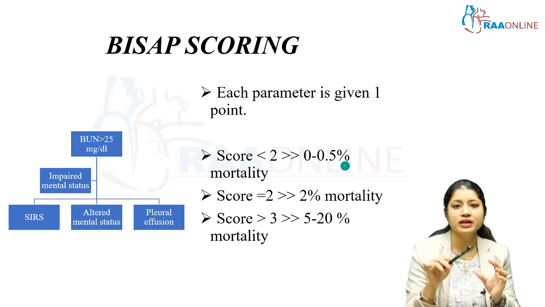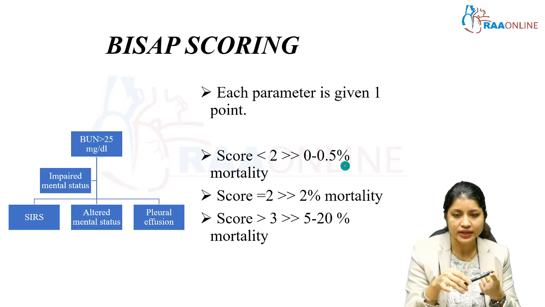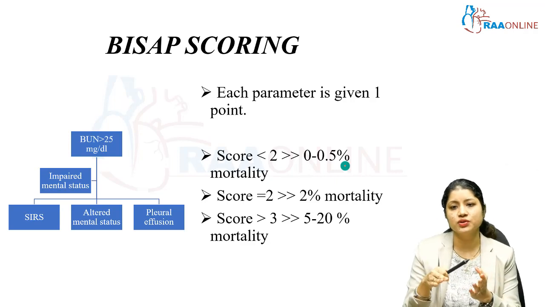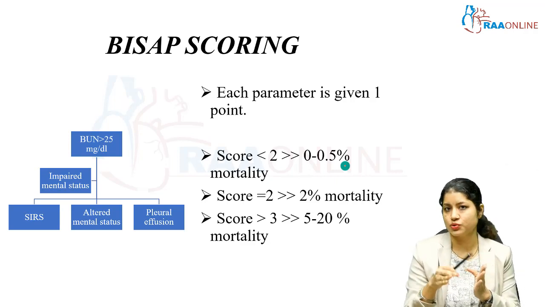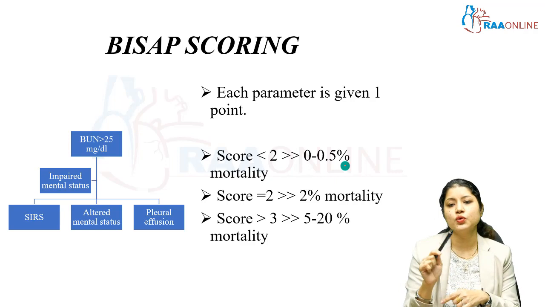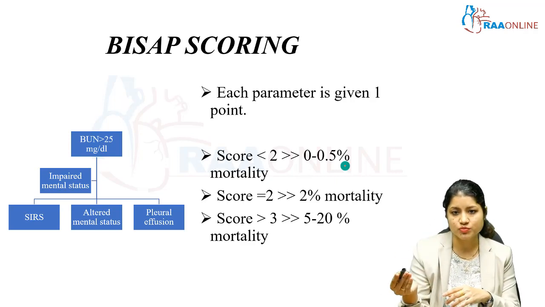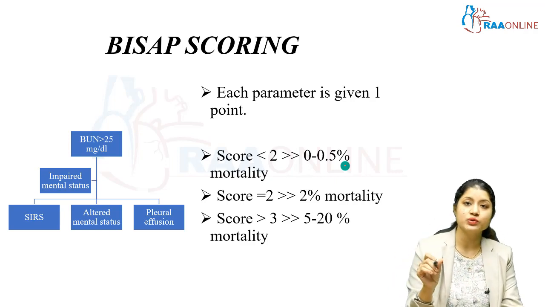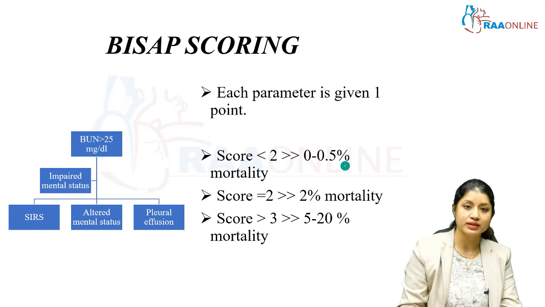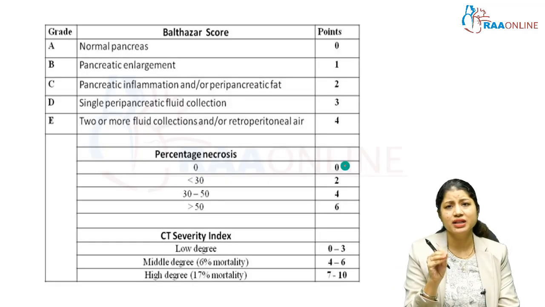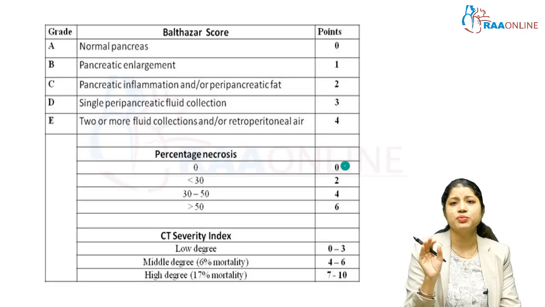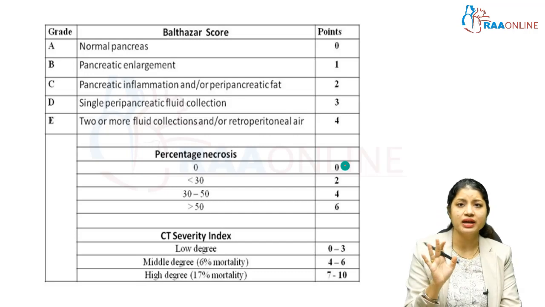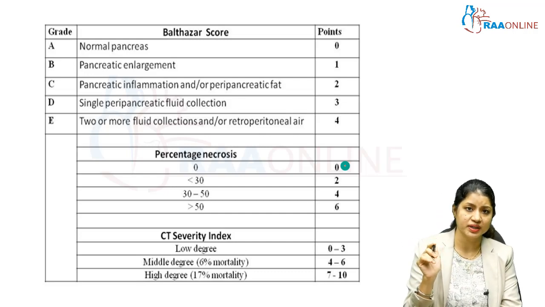So each parameter here is given 1 point. If we get a score of less than 2, the mortality is assumed to be around 0 to 0.5%. A score of 2 is equal to around 2% mortality, and a score of 3 is equal to almost 20% mortality.